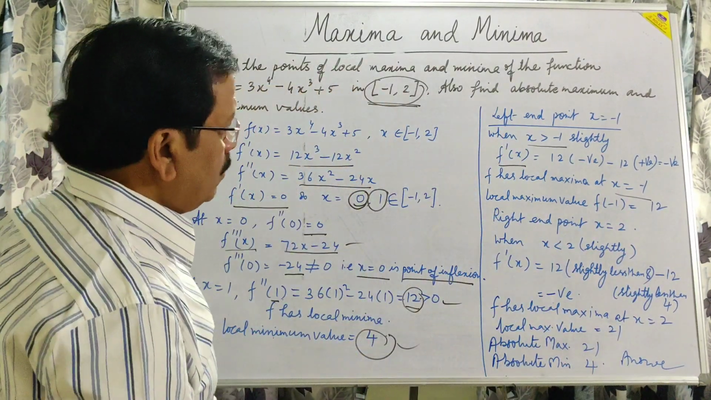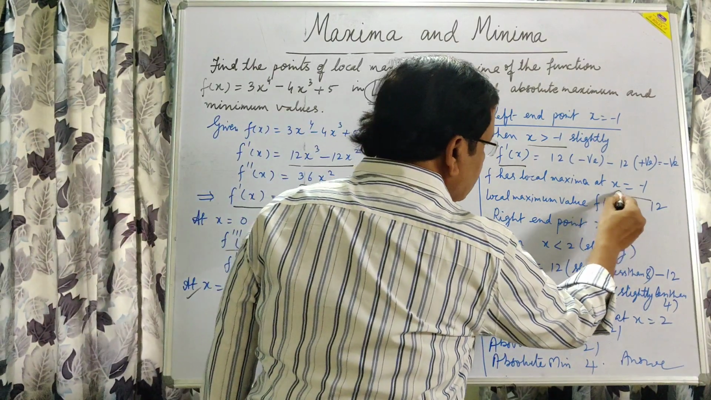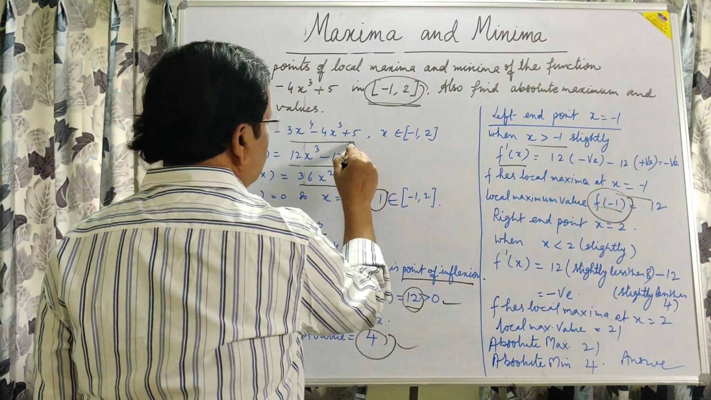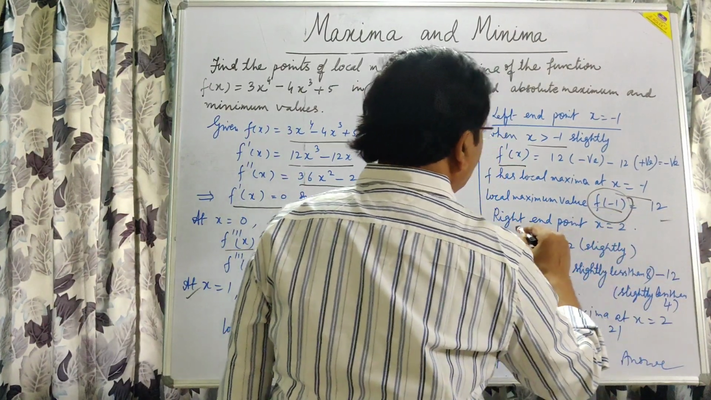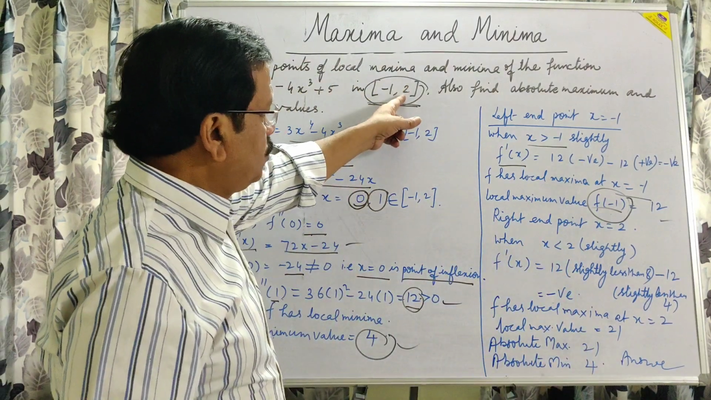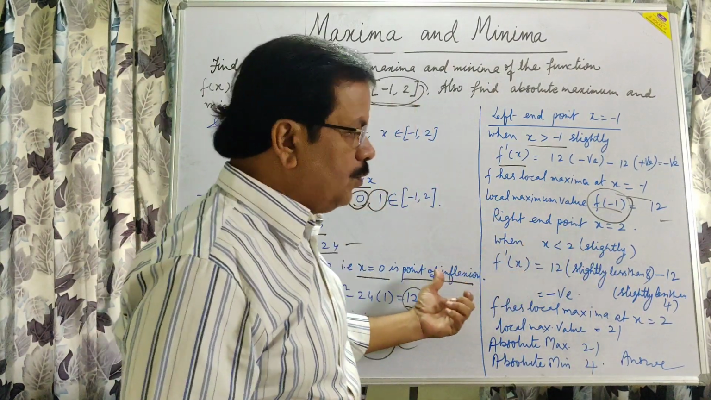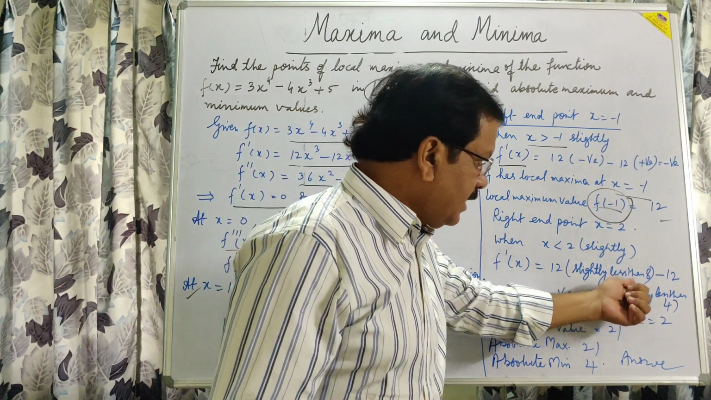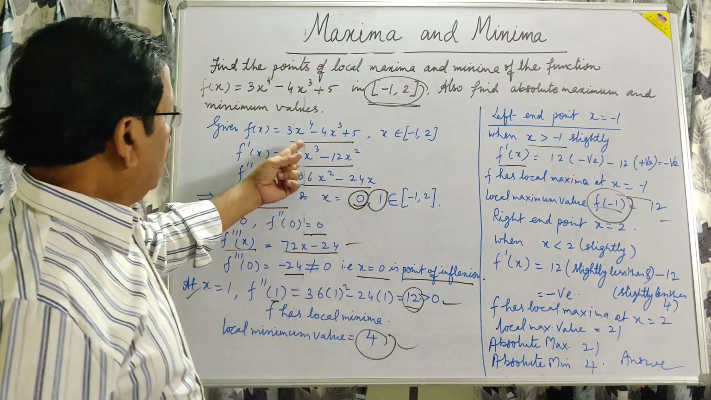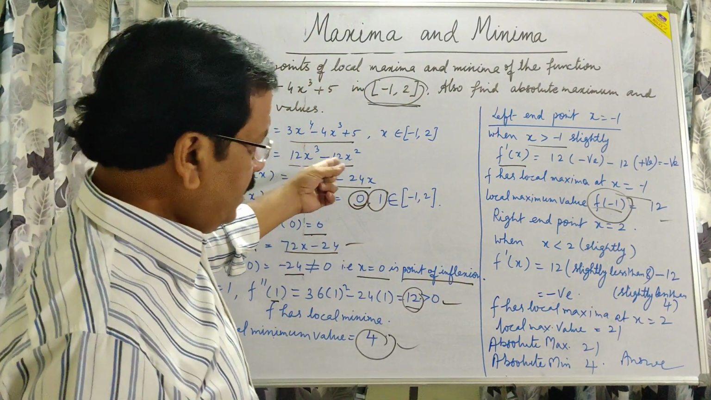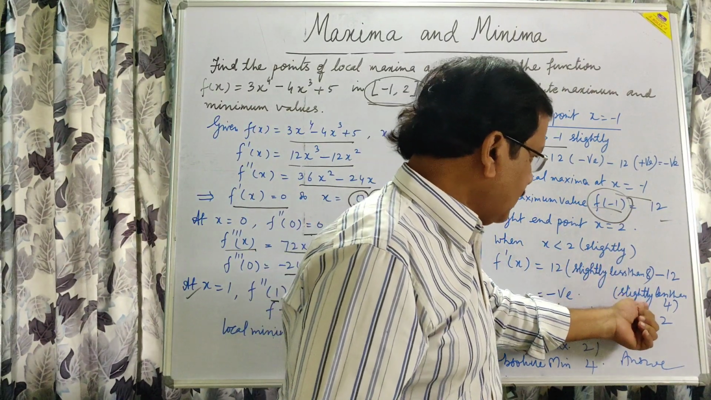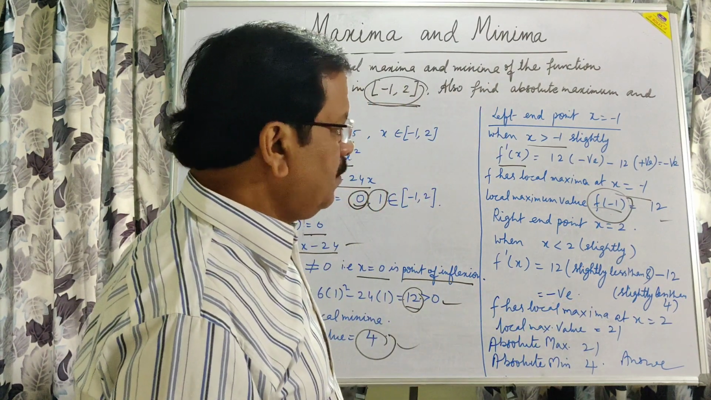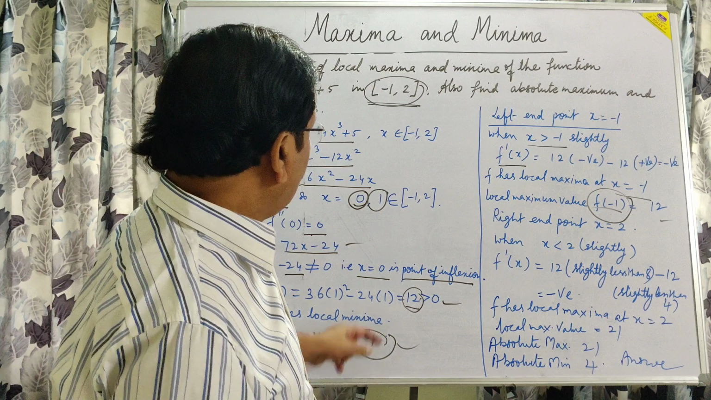Overall this is negative, and this is a local maxima at x is equal to minus 1. Now the value at x is equal to minus 1, putting x is equal to minus 1 in the given function, we are getting 12. In the same way, at the right end point 2, slightly less than 2, we get 12 times something slightly less than 8 because 2 cube is 8, minus 12 times slightly less than 4, and overall this will be negative. Again this will be a local maxima at x is equal to 2 also.